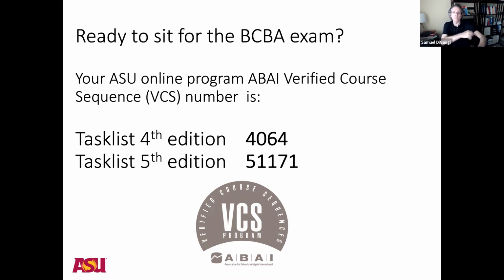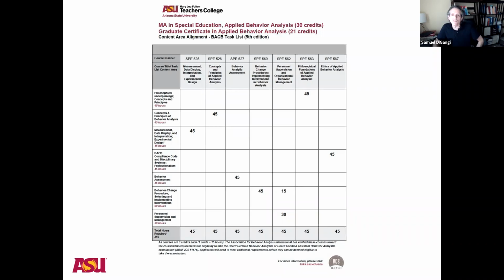For those who go to the ABAI site currently, you'll see the 5th edition sequence listed. The 4th edition sequence remains valid and verified. When you complete your application, our 4th edition sequence number is 4064. The 5th edition sequence is 51171, and you'll see these under ASU on the site. The 4th edition sequence consisted of six verified course sequence courses. The 5th edition sequence has seven verified course sequence courses.